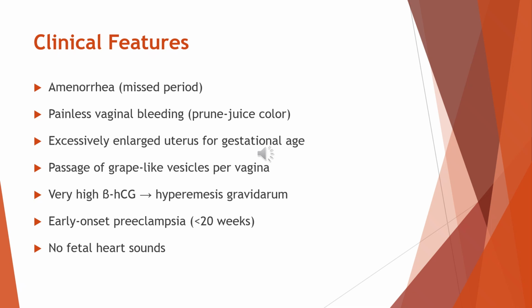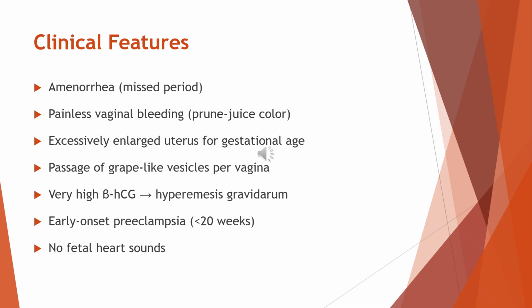Let's see about the clinical features that help identify a molar pregnancy. One common sign is amenorrhea, meaning the woman misses her period just like in a normal pregnancy. Another key feature is painless vaginal bleeding, often described as having a prune juice color. The uterus may grow much larger than expected for the number of weeks of pregnancy because of the rapidly growing abnormal tissue.